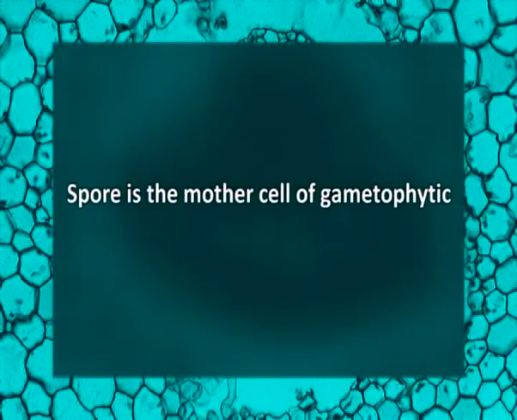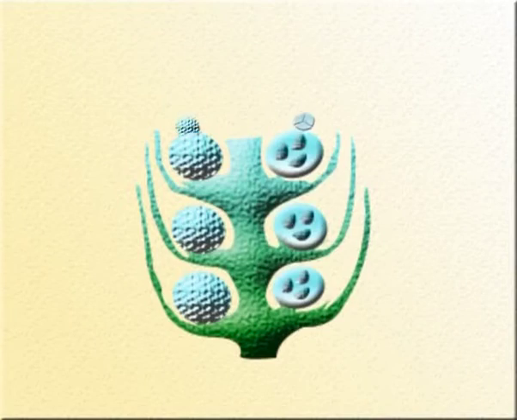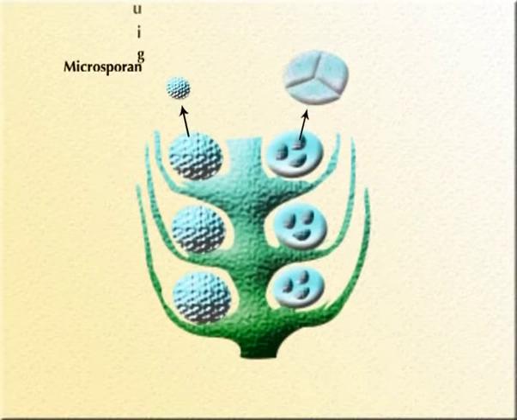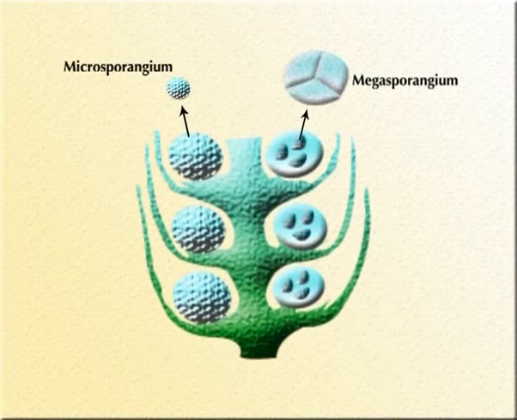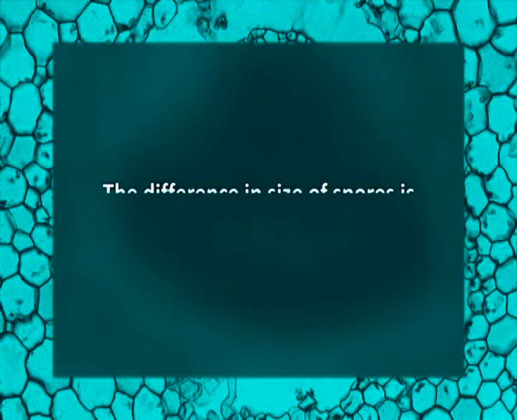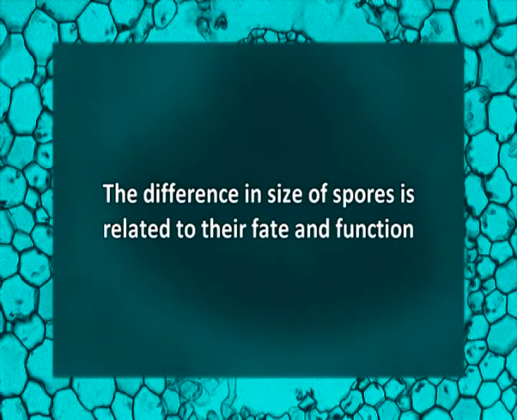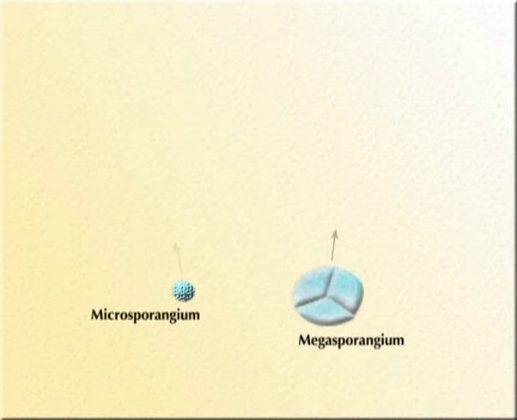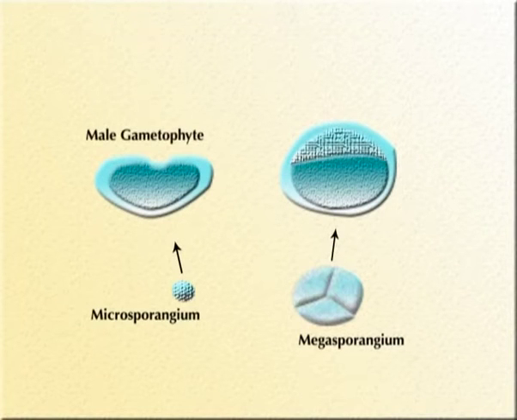The spore is the mother cell of the gametophytic generation. As mentioned earlier, Selaginella is heterosporous and produces two types of spores, the smaller microspores and the larger megaspores. The difference in the size of spores is related to their fate and function. Microspores develop into male gametophyte and megaspores into female gametophytes.